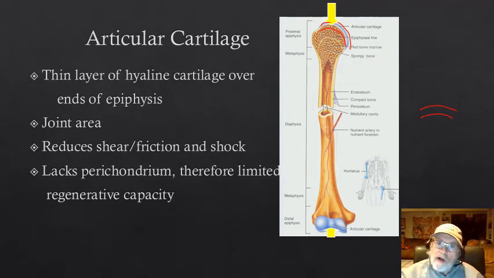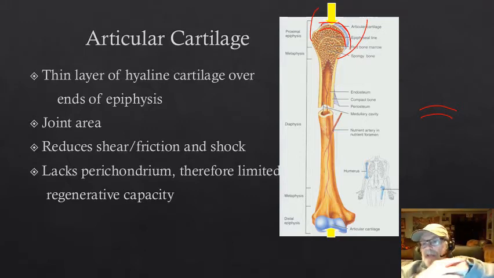Now, inside the joint, when you get to some videos in regards to the joint, there'll be a joint capsule, and this capsule has tissue inside that makes a very slippery fluid, which is called synovial fluid. And that synovial fluid covers the surface of the articular cartilage on one side as well as the other side, which makes it even slipperier.